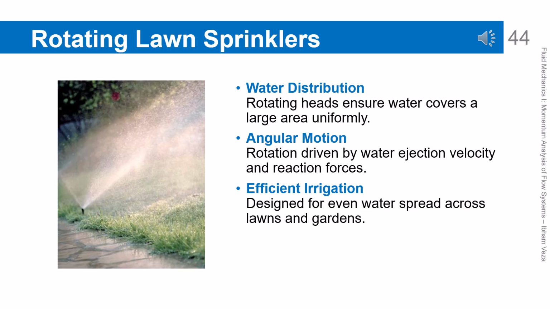Rotating lawn sprinklers. Rotating sprinklers are designed to distribute water uniformly over a large area. The rotation is generated by the reaction force of the water being ejected. The higher the water velocity, the higher the rotational speed of the sprinkler. Its working principle can be fully explained using the concept of angular momentum. This system is a simple but very clear example of fluid mechanics application.